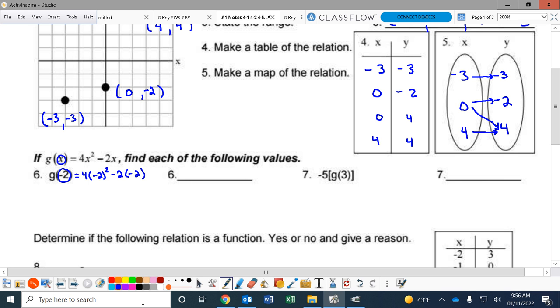Okay, grab your calculators, guys, because this is calculator work. Can you type this in correctly and work it all the way out? Clear out your calculators. Okay. To type this in, you would type 4 times negative 2 squared minus 2 times negative 2, equals. What do you get? What was it? 20. Okay, there we go. 20 for our first one.